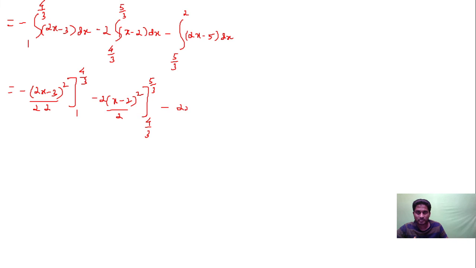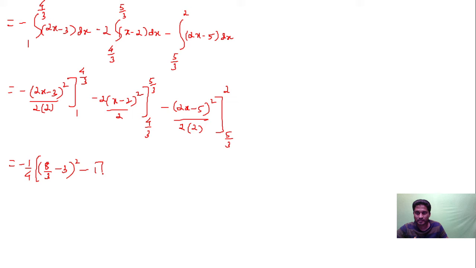Minus integration of x is x square by 2. Coefficient of x is 2, divided by 2. Let me take this bracket, otherwise it looks like 22. Between the limits 5 by 3 to 2. So this is minus 1 upon 4. Upper limit, if I substitute, you get (8 by 3 minus 3) the whole square. Upper limit minus lower limit, (2 minus 3) the whole square is 1.